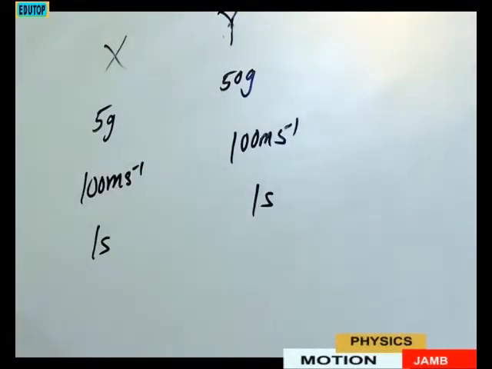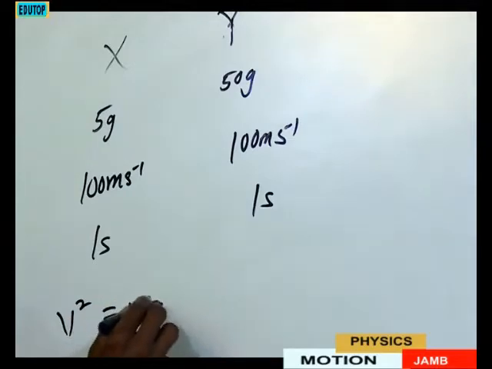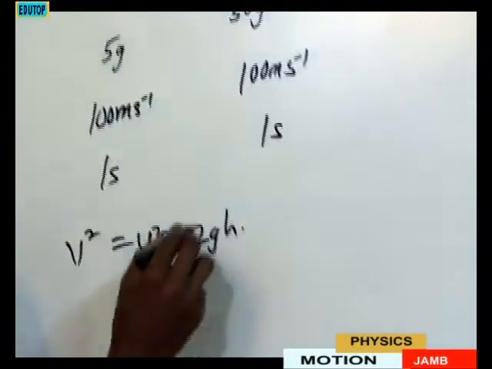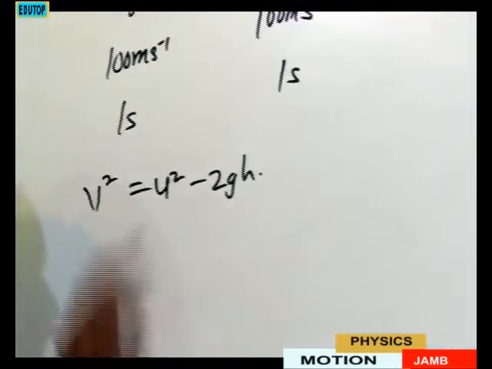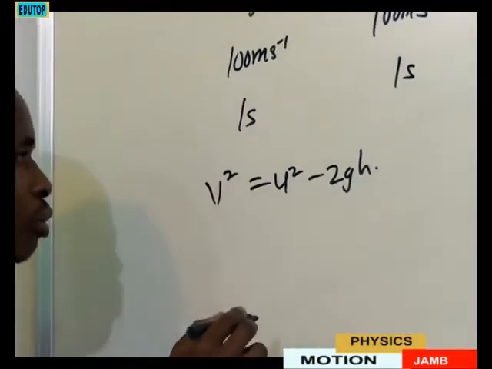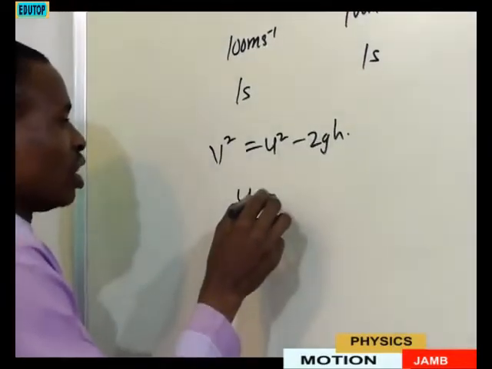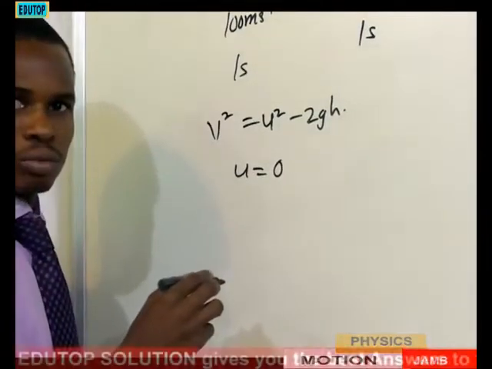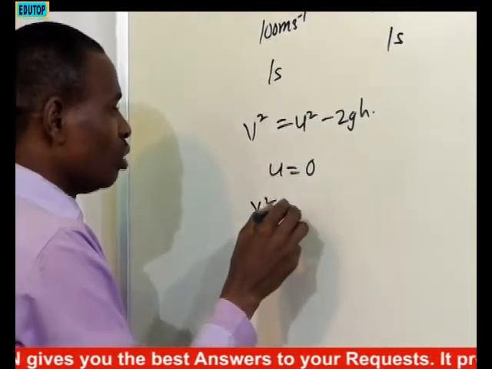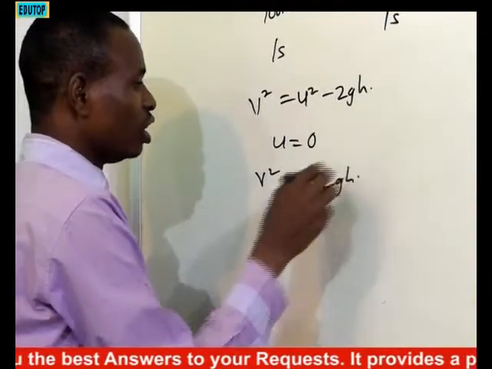Then we are now looking for the distance. We are coming from v squared is equal to u squared minus 2gh. We have minus because it's a motion of a body against gravity. Before the body is thrown, our initial velocity is equal to what? 0. Then you are going to have v squared equal to 2gh.